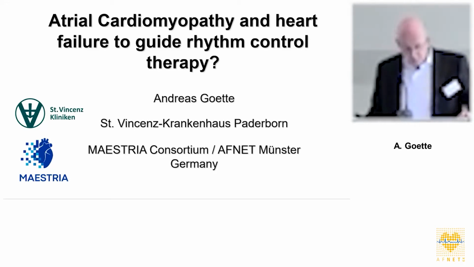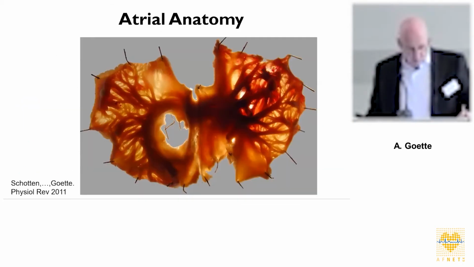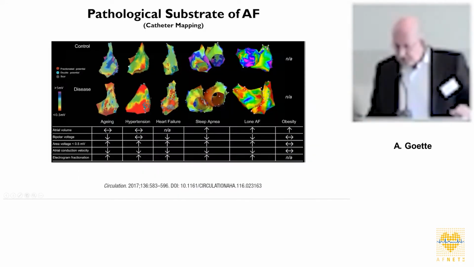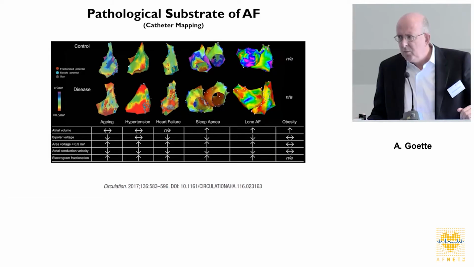So I will mainly focus on atrial cardiomyopathy. Of course, we have to take into account that the atrium is not a very easy chamber to understand. When we introduced the concept of atrial cardiomyopathy, we could see that indeed we have different substances. Coming from the electrophysiological part, we see from mapping studies that there are substantial differences between different patient cohorts. So the underlying aspects of disease really count.